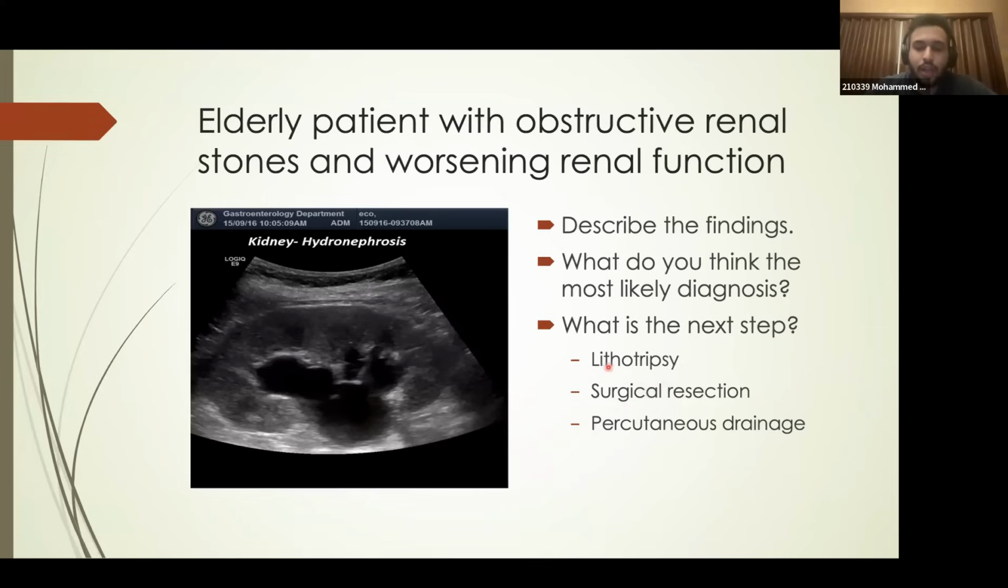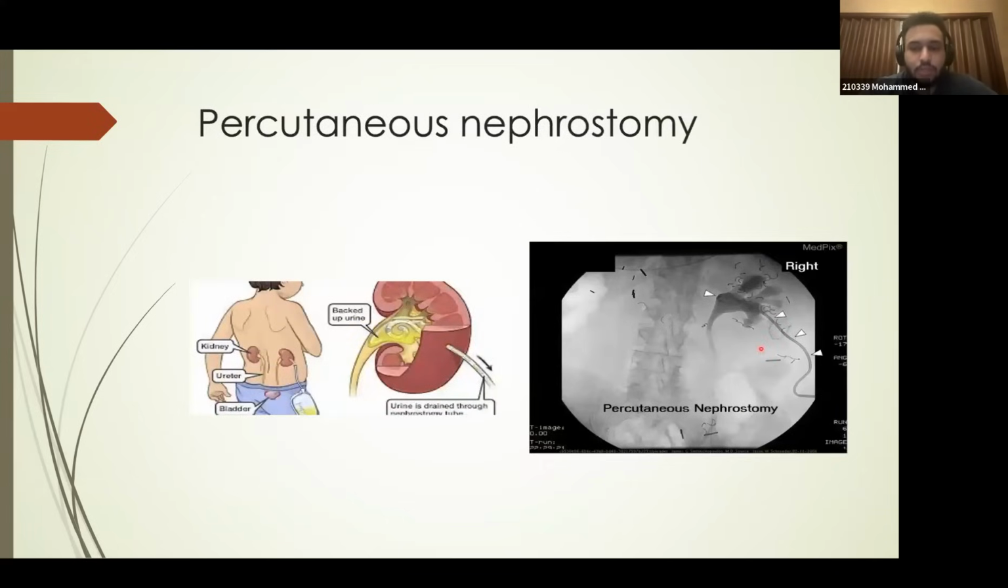Why would you do this? Here now, for this patient, the acute presentation is hydronephrosis, not the stone. So you're trying to relieve the patient from hydronephrosis, and this will improve the renal function. So with this, you do percutaneous drainage. Percutaneous drainage is basically you're going from outside to inside, through the kidney, and you're going to drain it from the calyces. Why would you not go from the ureters?